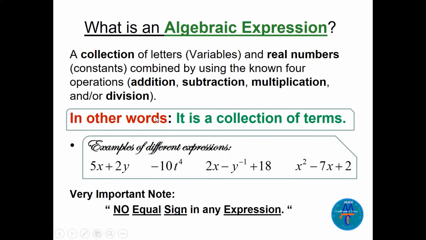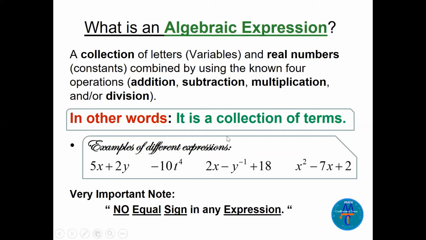Now, what is an expression? An expression is a collection of letters, which we can call variables, x or y or z or a or b, and real numbers, which we also call constants, like 5, like 4, like half, like 7, like square root of 2, combined together by using the four known operations: addition, subtraction, multiplication, and division. In other words, I can simplify all these lines into a simple definition: it is a collection of terms.